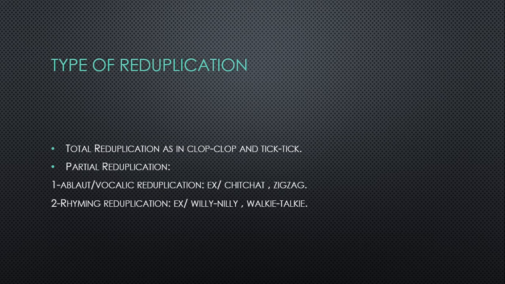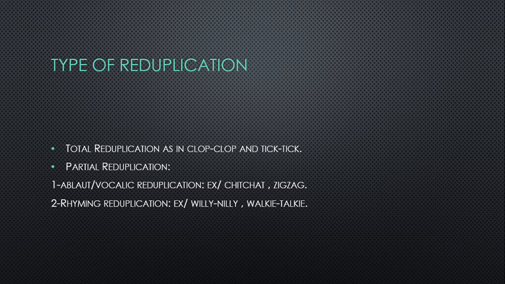There are two types of reduplication. First one is total reduplication, in which you duplicate the whole word, and then comes partial reduplication. Total reduplication, as I have told you, is a type of reduplication in which you repeat the entire word. For example, when I say tick tick, when I say clock clock, when I say 50-50, 20-20, so it's total reduplication. When I say that I will repeat a part of a word, I will do partial reduplication.